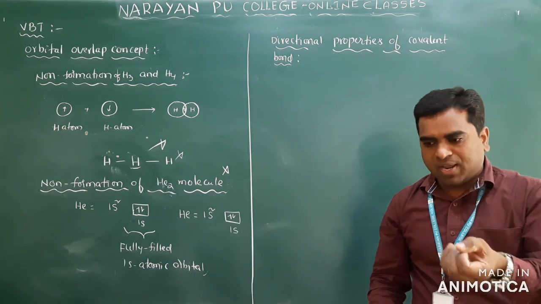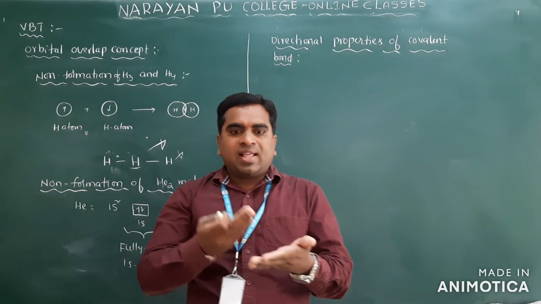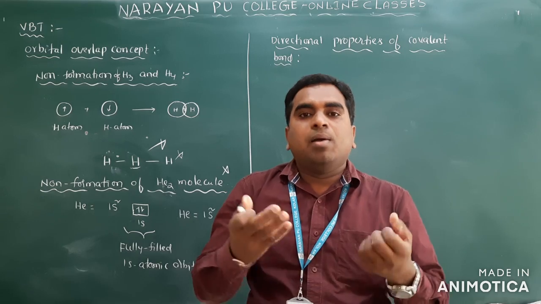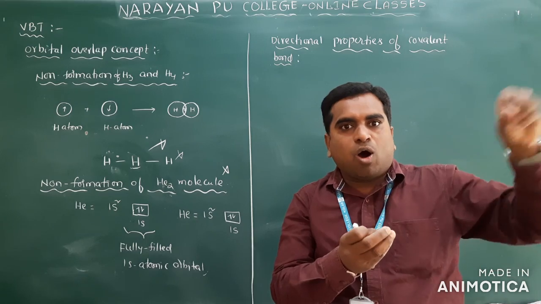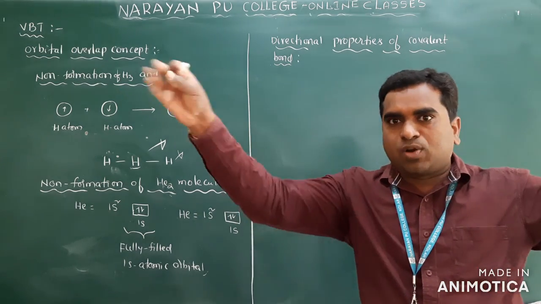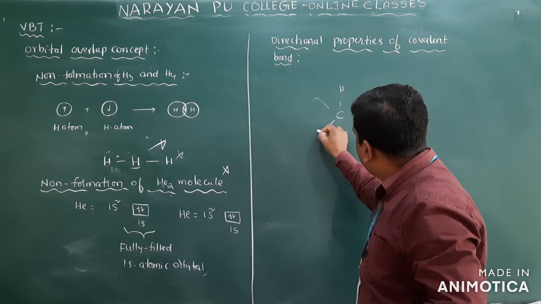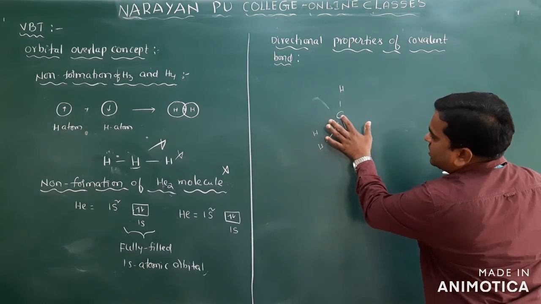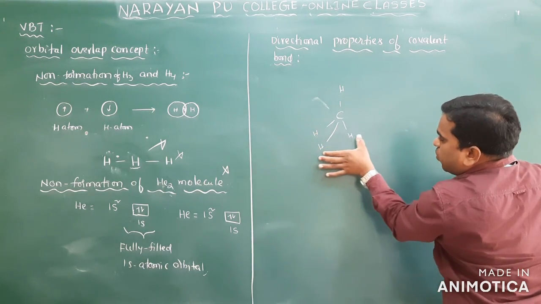A simple example is CH4, which we have discussed. The shape of the CH4 molecule is tetrahedral, so how does the tetrahedral formation take place? Suppose carbon is there, and the hydrogen atoms are coming to the central atom in this direction, and in this direction. Hydrogen is coming in these four directions.